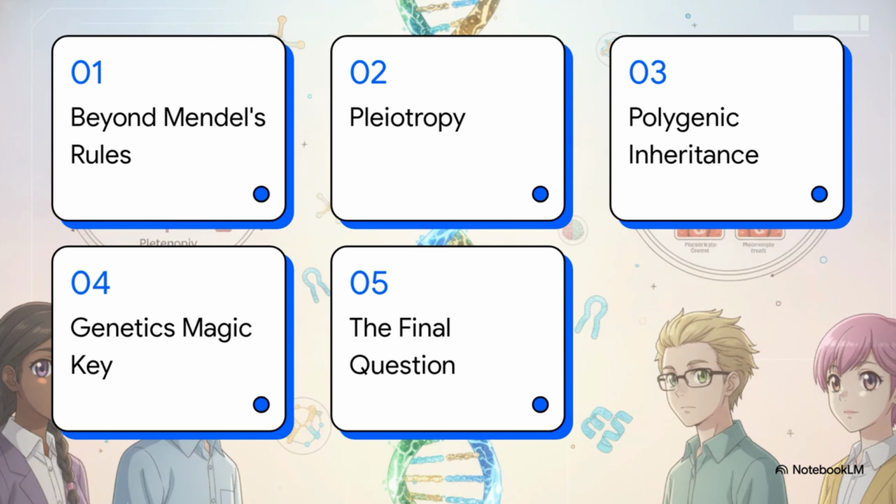So here's our study map for today. First, beyond Mendel's rules. Then, pleiotropy, the solo actor, and polygenic inheritance, the orchestra. After that, I'll hand over your genetics magic key, and we'll wrap up with the final question. Go ahead and grab a pen and paper, because understanding this distinction is the absolute key to scoring full marks.